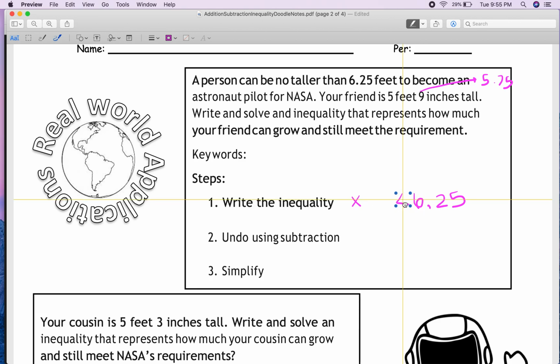When I write this inequality, we're actually going to have to add some stuff to this. Your friend is already 5.75 tall. We want to see how much he can grow, how much he can add to that, and still be under the height requirement of 6.25. All right, go ahead and solve that using the inverses. Subtract 5.75 from both sides.